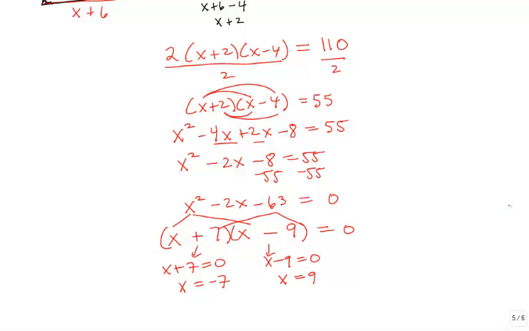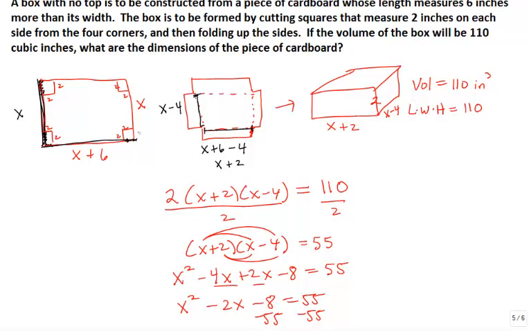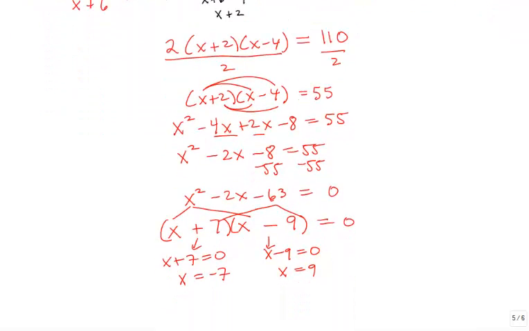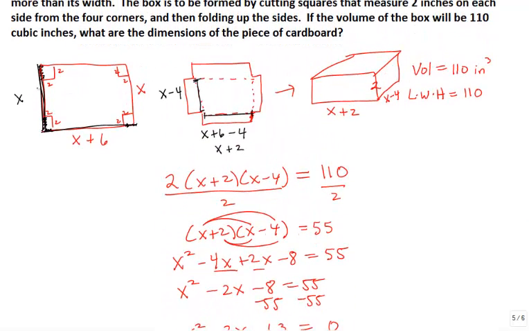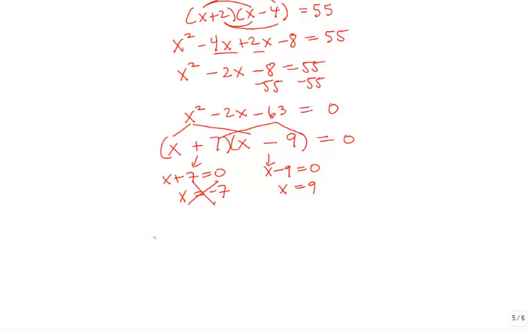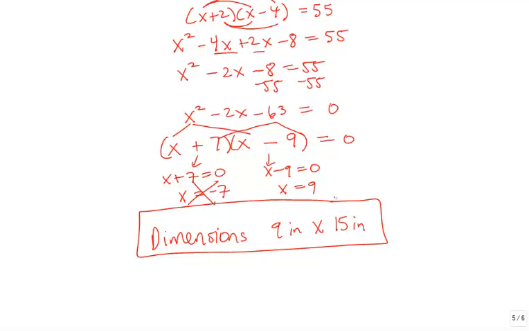Now remember, for word problems especially, there's always a context to the problem. And what this x represented was the length of the side of our original cardboard rectangle. And since these are lengths, it doesn't make sense for a length to be negative. So in the context of this problem, negative 7 is not going to be a solution. So we only want to use the 9, and the 9 would be this side over here, which means the length would be 9 plus 6, or 15 inches on this side. So our dimensions are going to be 9 inches by 15 inches. And that's the dimensions of the piece of rectangle that we would need to start with in order to get a volume of 110 cubic inches.